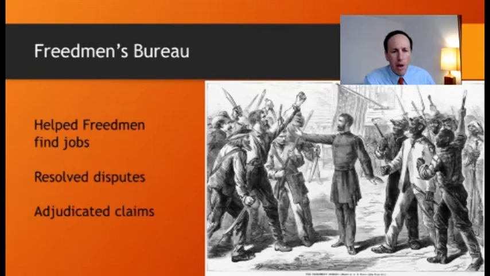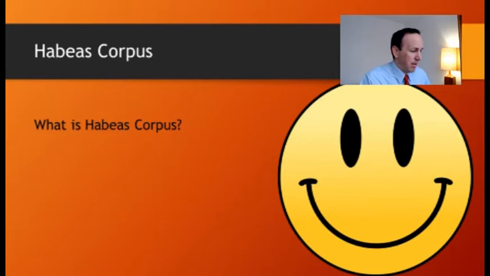You're going to go education. How else? Find jobs. Adjudicate claims, because they're going to say, wait a second, that wasn't fair, or this person wronged me. Someone needs to be their legal advocate. And so freedmen can turn to the Freedmen's Bureau and find that advocacy. What does habeas corpus mean? Habeas corpus. Very good. Show me the body. You must have a trial. Good memory. Good job. Okay.